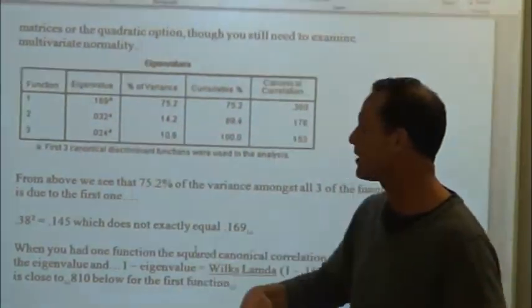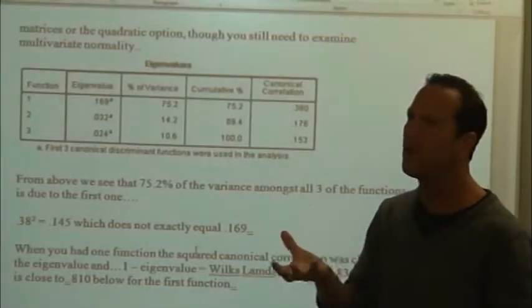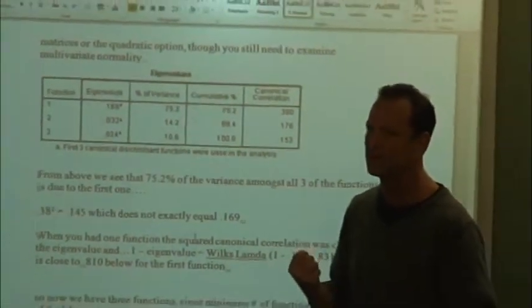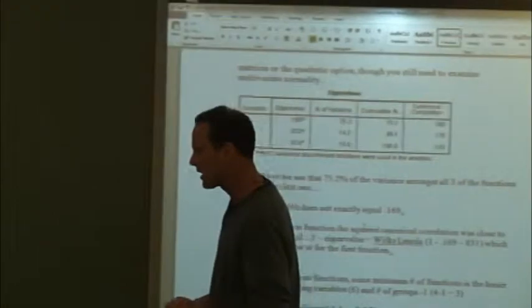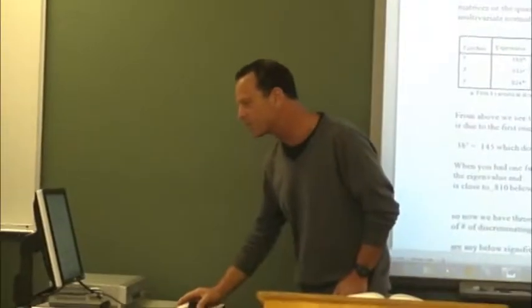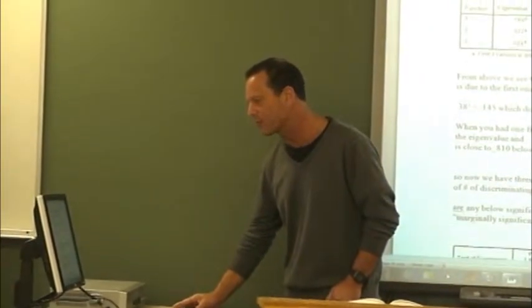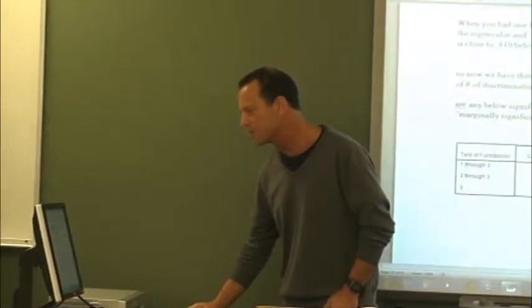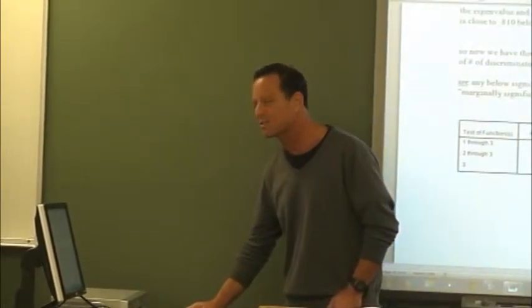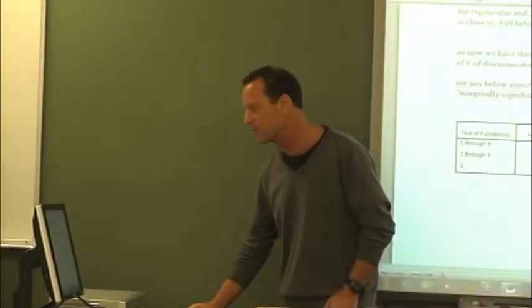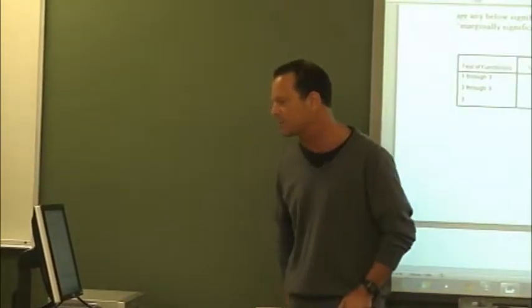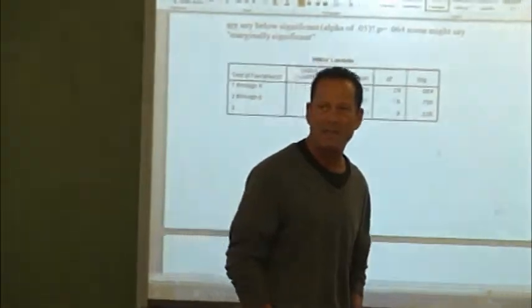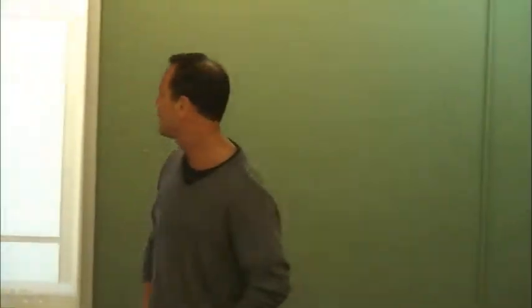This is actually the percentage of variance from the full multivariate model of 3 eigenvalues. Okay, so you can actually get at a percent. When you had 1 function, the squared canonical was close to the eigenvalue, right? So now we have 3 functions, since the minimum number of functions is the lesser of the number of discriminating variables or number of groups. Are any of our 3 functions significant?